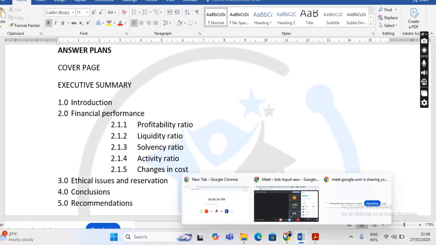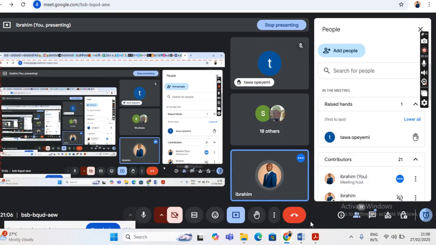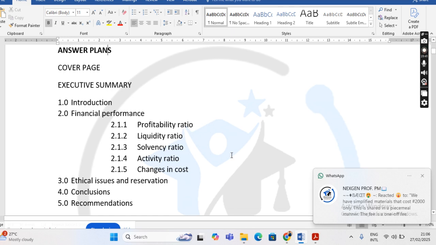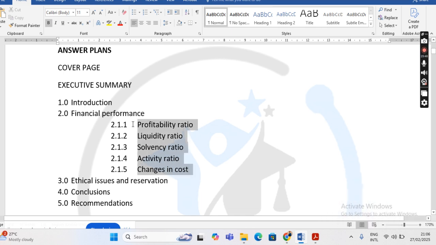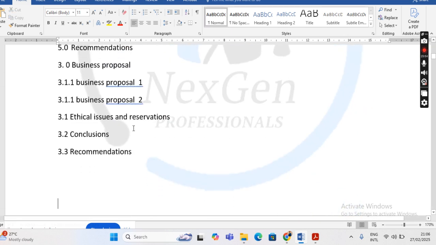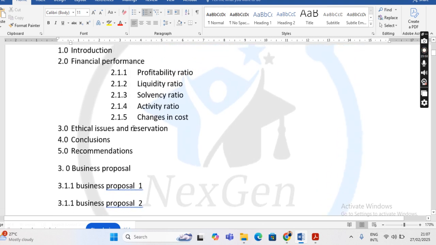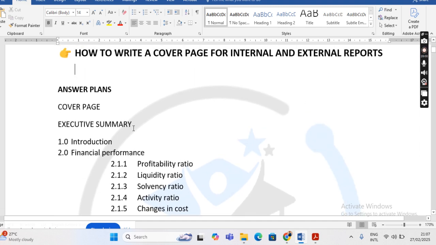This answer plan, we change in your words. These answer plans, we change in what? Your unseen. The only thing that we change here, class, is maybe the ratio. Probably they may give you a ratio to calculate. You will still do ethical issues and reservations, conclusions, recommendations. You will still write all those things. But you will know that, oh, in business proposal, this is what you want to do. Probably they give you focus 1 or focus 2.